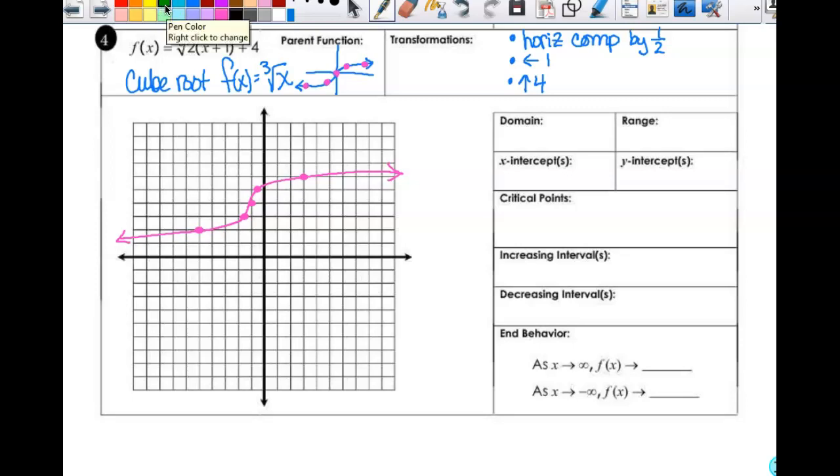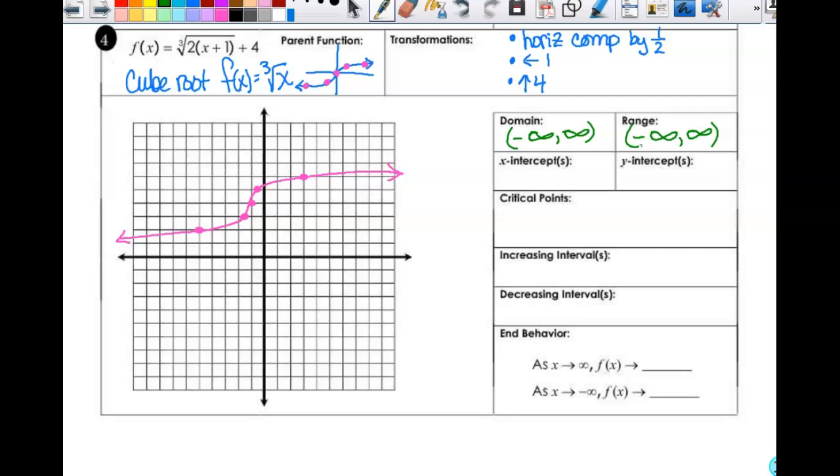Okay, so my domain, pretty easy, negative infinity to infinity. My range, also negative infinity to infinity. X-intercept, there's not one that I graphed, but is there one? Yes, because it's eventually going to cross the x-axis. I also know it's also going to be negative, so that can help me make sure I get my right number when I actually solve it.